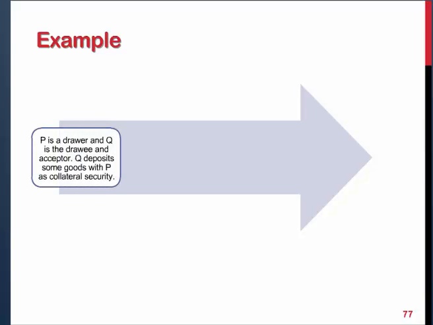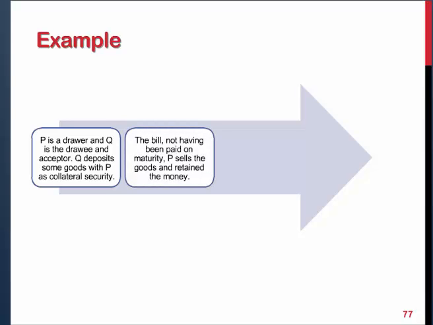Let us have an example. P is the drawer and Q is the drawee and acceptor. Q deposits some goods with P as collateral security. The bill not having been paid on maturity, P sells the goods and retains the money.